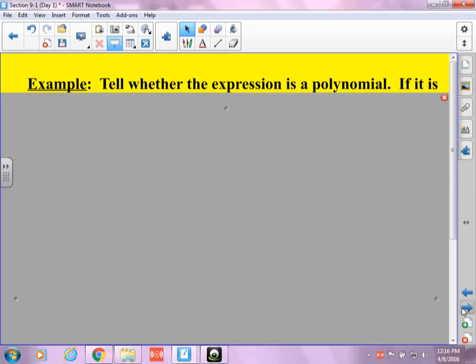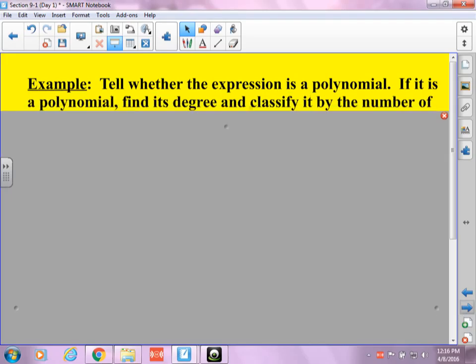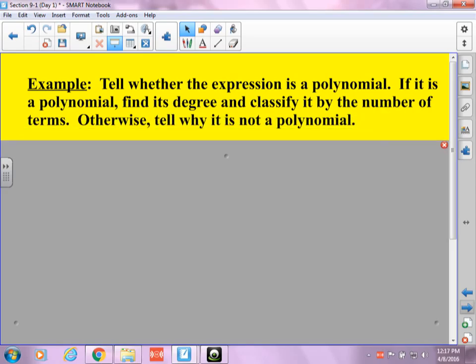Example. This is from your homework now. Tell whether the expression is a polynomial. So some of the expressions I'm going to give you aren't going to be polynomials. I'm going to try to trick you. And if it is a polynomial, find its degree and classify it by the number of terms. Otherwise, tell whether it's not a polynomial.